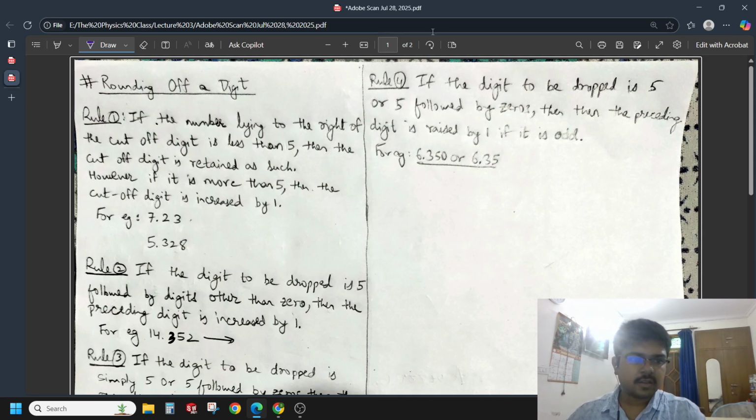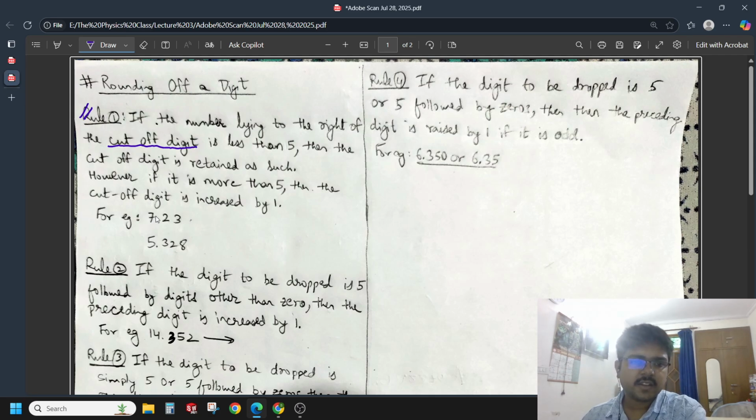Rule number 1 states that if the number lying to the right of the cutoff digit is less than 5, then the cutoff digit is retained as such. However, if it is more than 5, then the cutoff digit is increased by 1. What we mean by cutoff digit is the last digit that is retained.